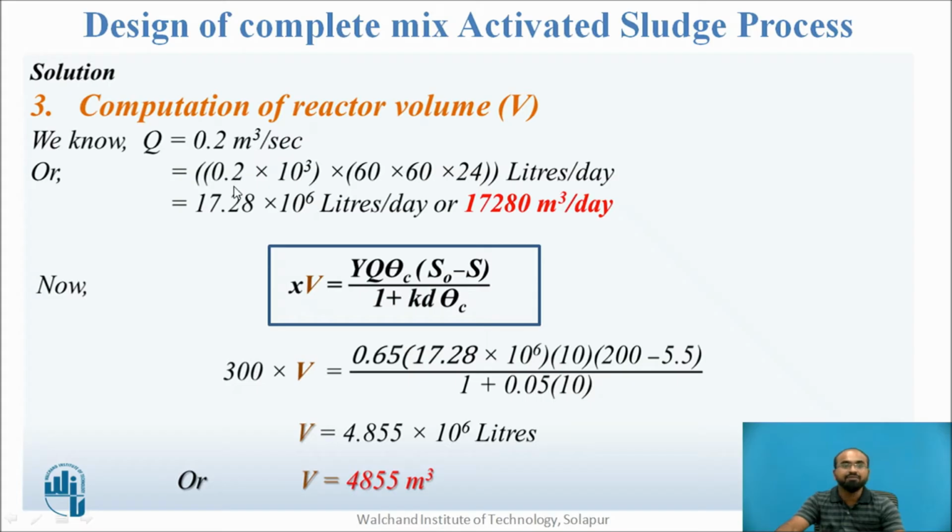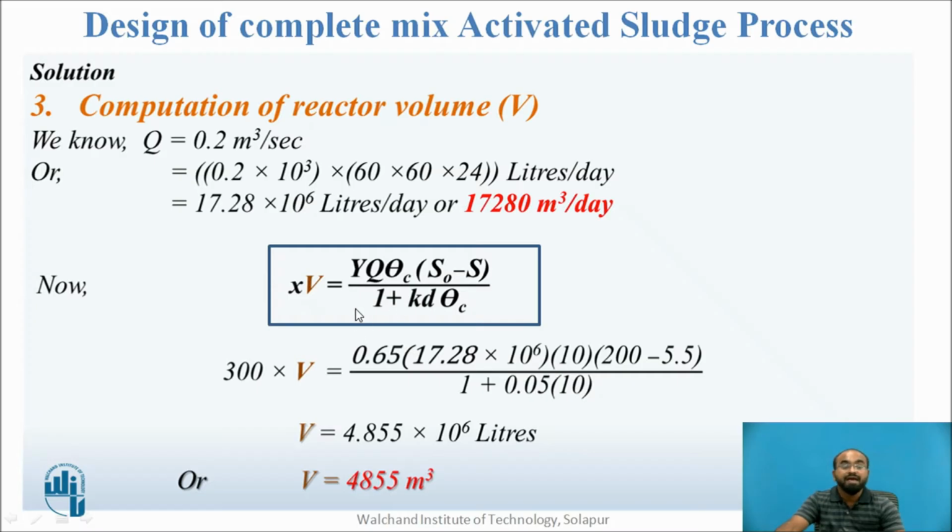So if I am converting 17.28 into 10 raised to 6 liters per day to meter cube per day, I will get 17280 meter cube per day. Right? So I am getting the flow rate in meter cube per day now. Let us use the formula.